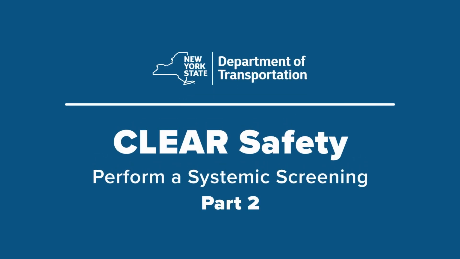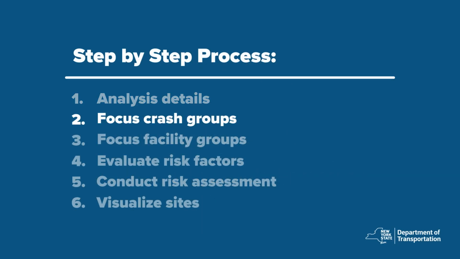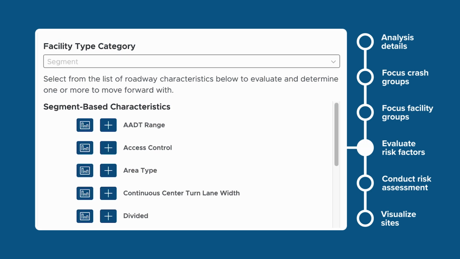Welcome to part 2 of our Clear Safety training video, Perform a Systemic Screening. In part 1, we covered the first 3 steps of the process. In part 2, we'll cover steps 4 through 6. Let's pick up where we left off.